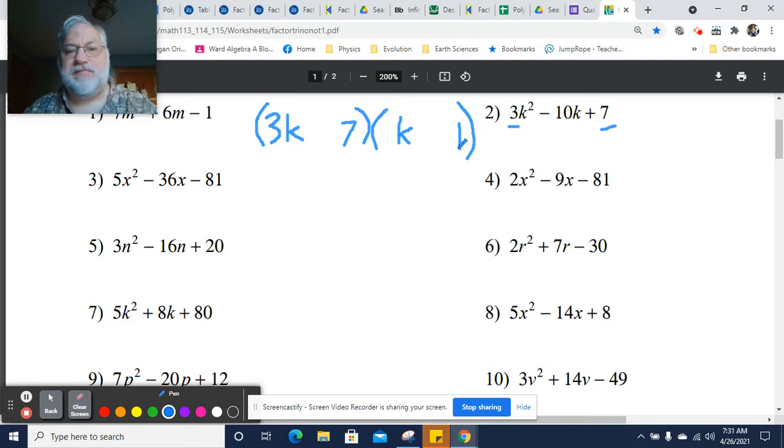Okay, and now 3k times 1 will get us 3k. 7 times k will get us 7k. That adds up to 10k, but in fact, we have a negative 10k, so we're going to put a negative here and a negative here. All right, so I factored it, but I want to show you another way to approach it.